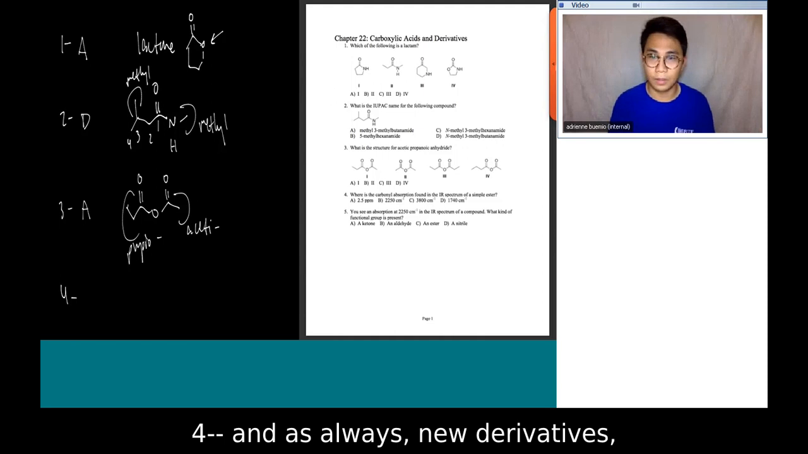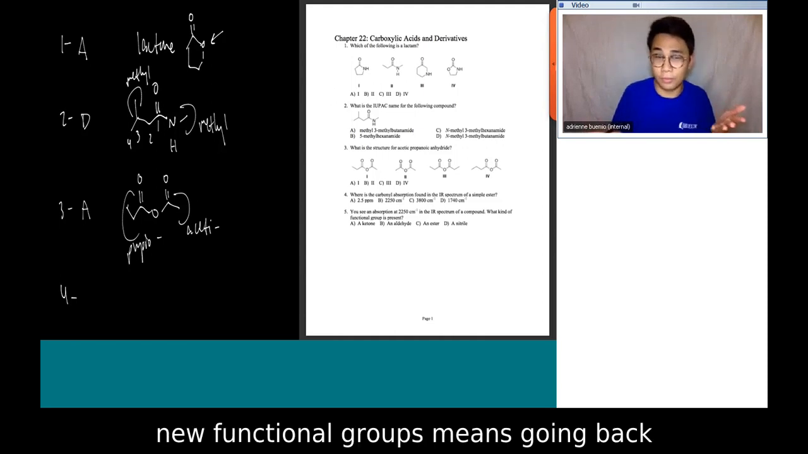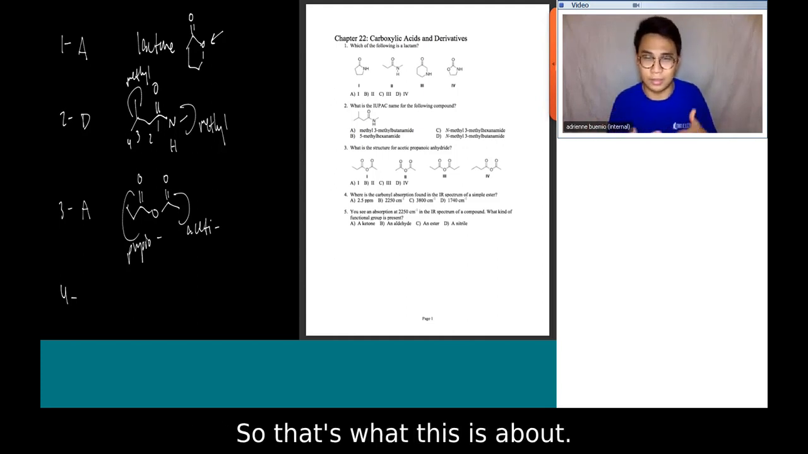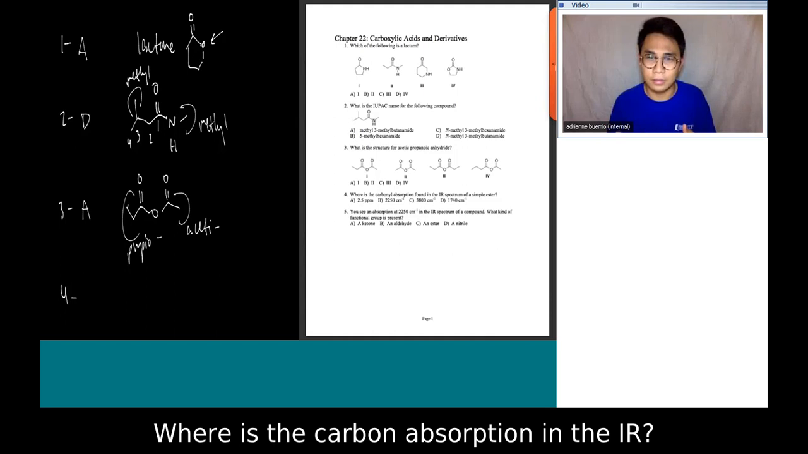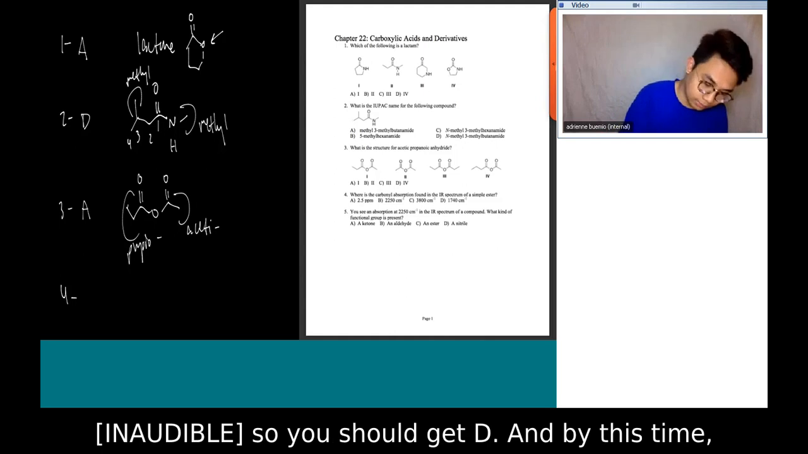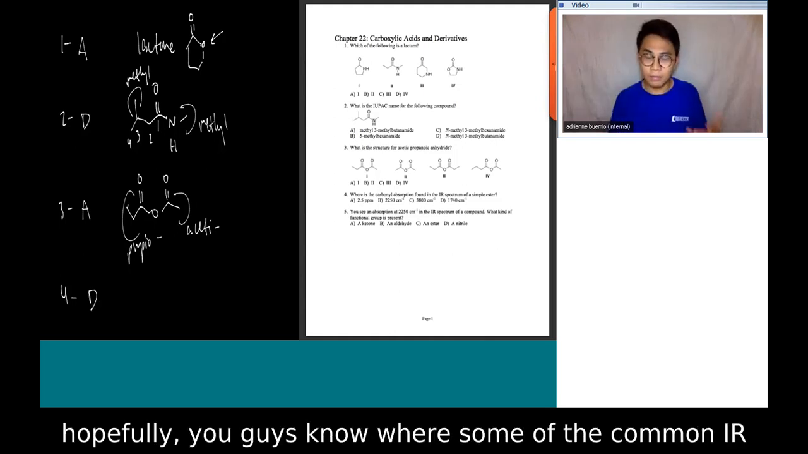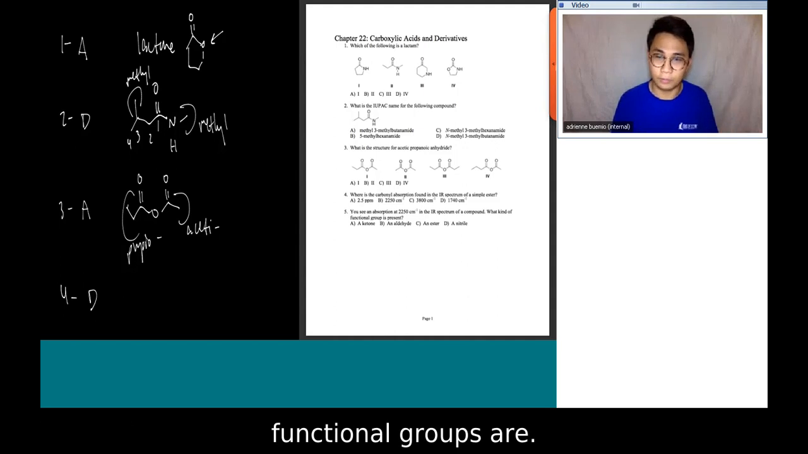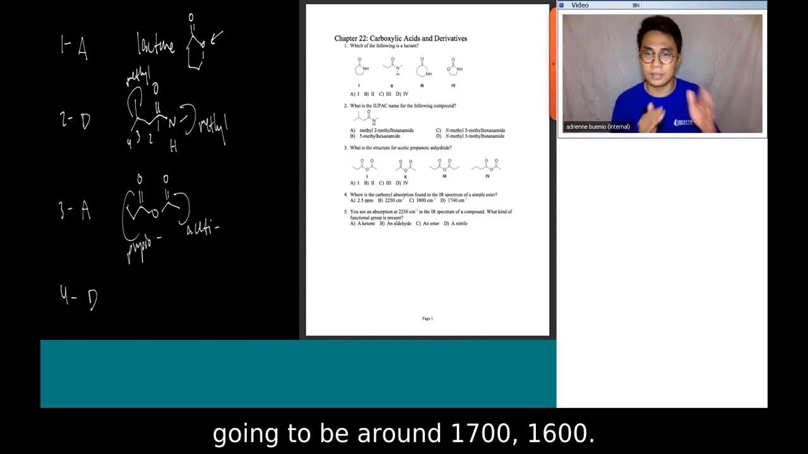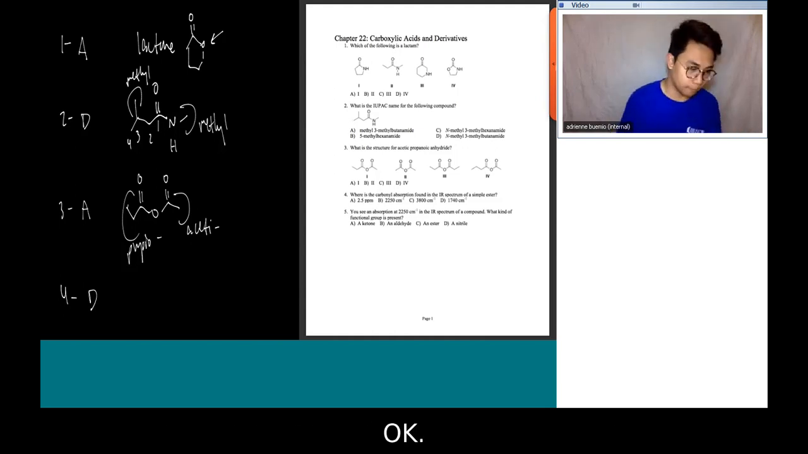Four, and as always, new derivatives, new functional groups means going back into a little bit of spectroscopy. So that's what this is about. Where's the carbonyl absorption in the IR, and those are one of the famous ones, right? Carbonyls, so you should get D. And by this time, hopefully, you guys know where some of the common IR functional groups are, right? So in this case, we know carbonyls are always going to be around 1600, right? Okay.